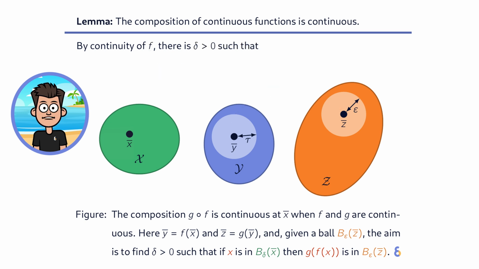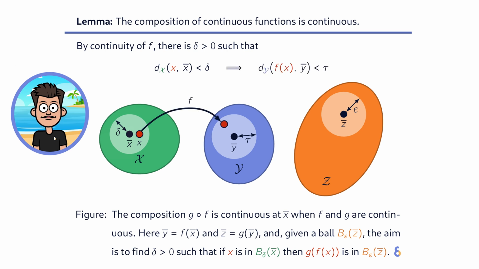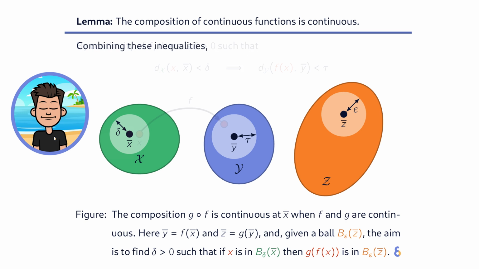Similarly, since f is continuous, there is some positive delta, such that if x is in X and within delta of x bar, then f of x will be within tau of y bar. Now, if we combine these two inequalities, we get precisely what we wanted.